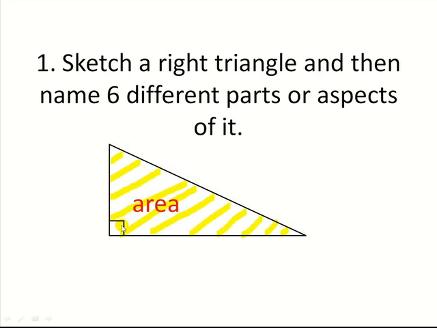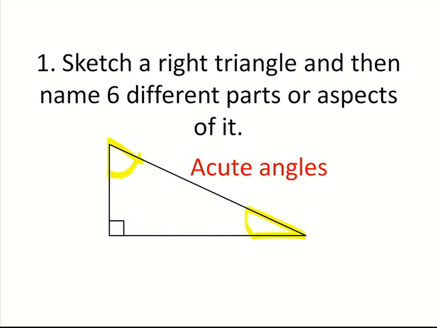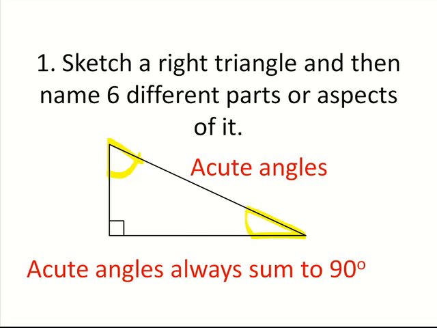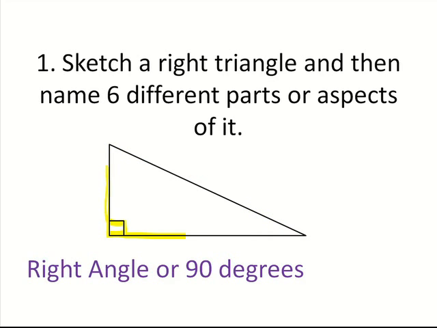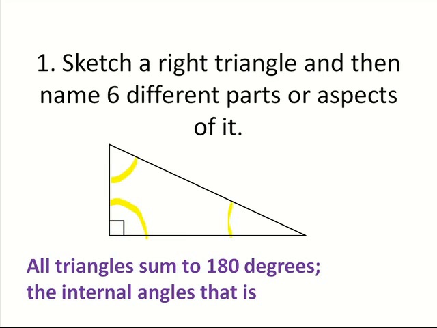This right triangle has area. It has 2 acute angles, and the acute angles always sum to 90 degrees. It has a right angle, or a 90-degree angle. All triangles sum to 180 degrees, that is the internal angles.